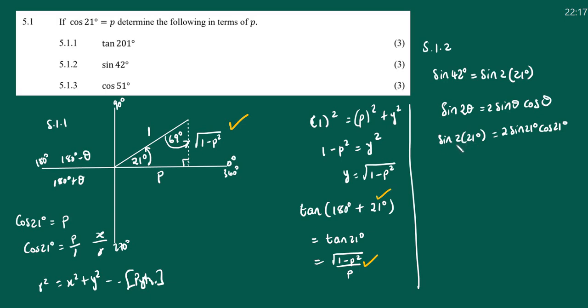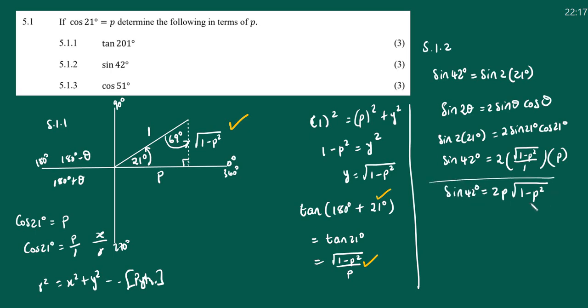Right? Then you know that 2 times 21 is 42. Now you say, what is sine 21? Sine is opposite over hypotenuse, meaning it is the root of 1 minus p squared over 1. Cos is what? P. So this is your answer here: 2p times the root of 1 minus p squared. That is your sine 42 degrees. That's what you ask yourself. If the angle is bigger than 90, use reduction. If you are given an acute angle, you ask yourself, is it a double angle or a half angle?